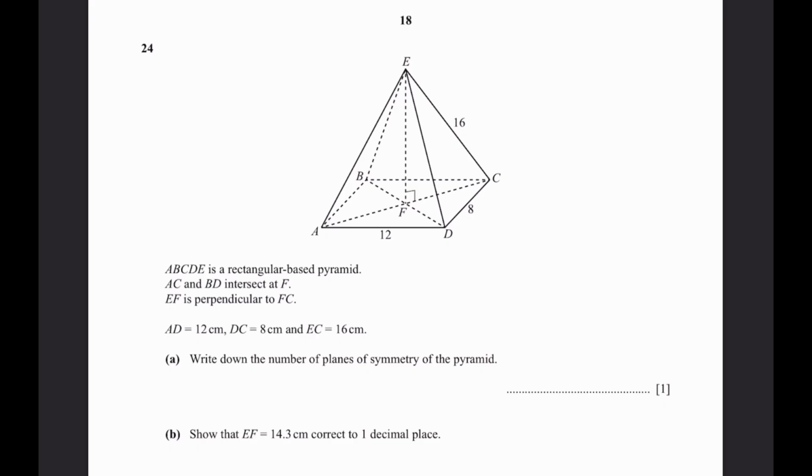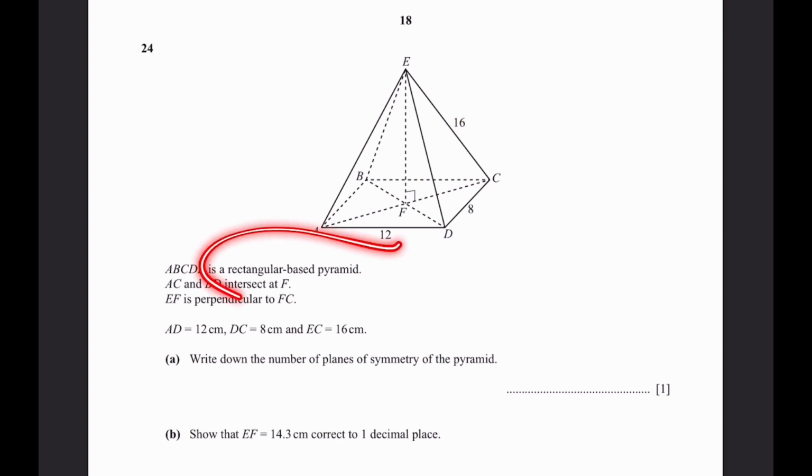ABCDE is a rectangular base pyramid. AC and BD intersect at F. So the two diagonals intersect at F. EF is perpendicular to FC. They form a right angle triangle. AD equals 12 centimeters, DC equals 8 centimeters, and EC equals 16. A, write down the number of planes of symmetry of the pyramid.